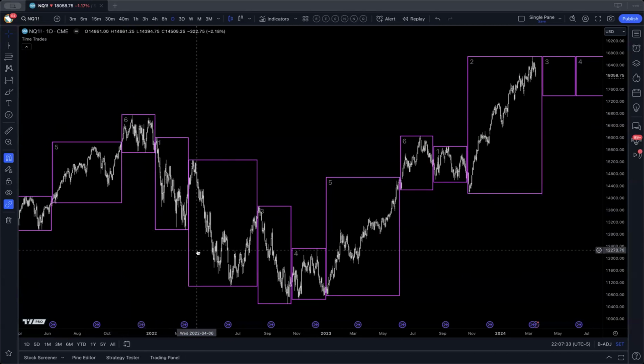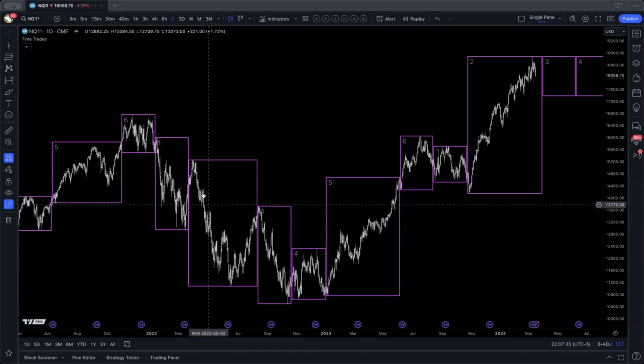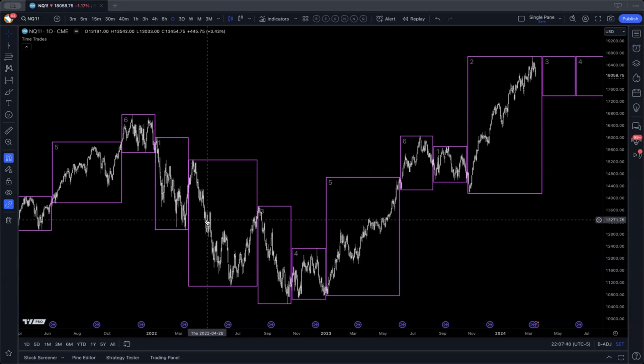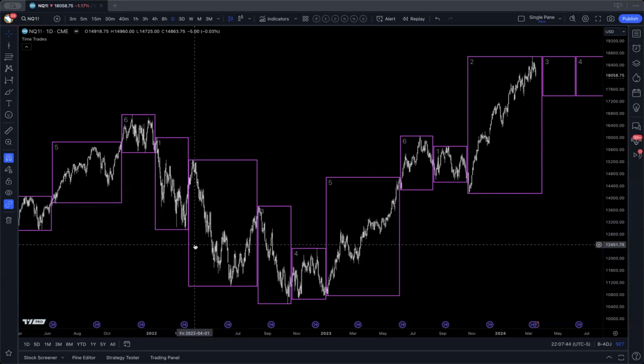Okay, interval 1 kicked off the move down. Interval 2 is when the move down really accelerated. So you can see some really interesting patterns here, and I like to use these to adapt my trading strategy.